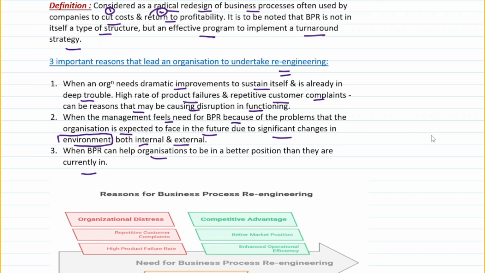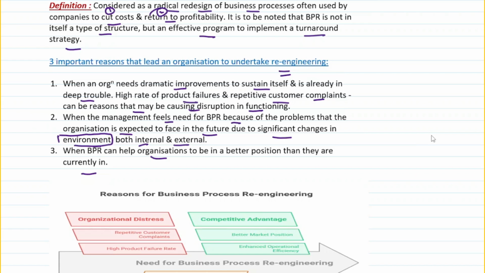So basically you see a scope of improvement. In that case also you may be requiring BPR. So first of all, if you need to sustain yourself and you are in deep trouble, that can be because of product failures and repetitive customer complaints. In that case you need a BPR. Then there are significant changes in the environment, both internal and external. Again you need a BPR.